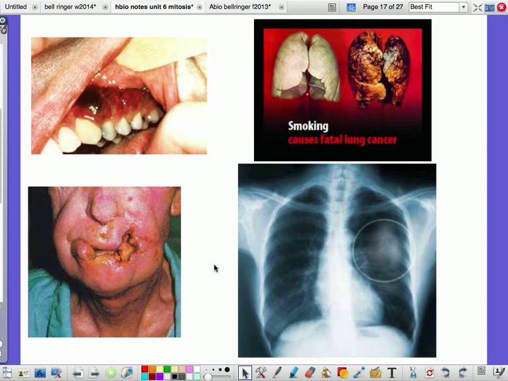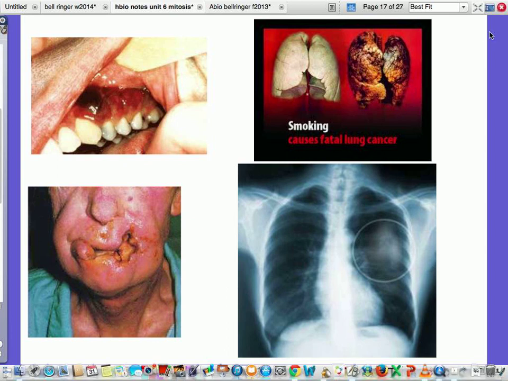Oh yeah, here's some nice pictures. You saw those before in case you want to revisit them. Cancer, not a pretty thing. See you tomorrow.